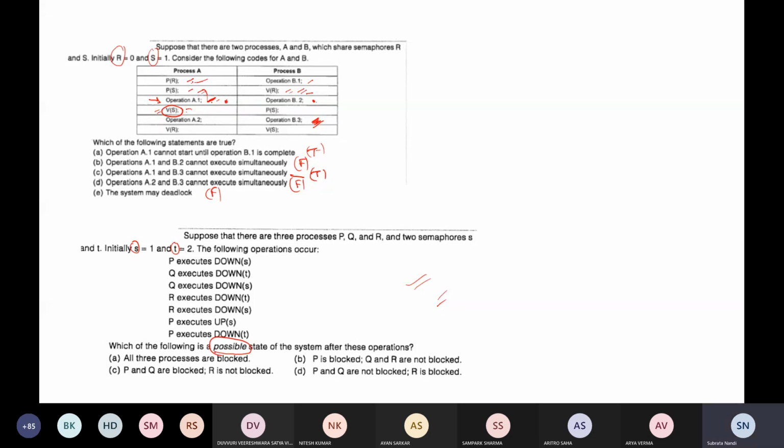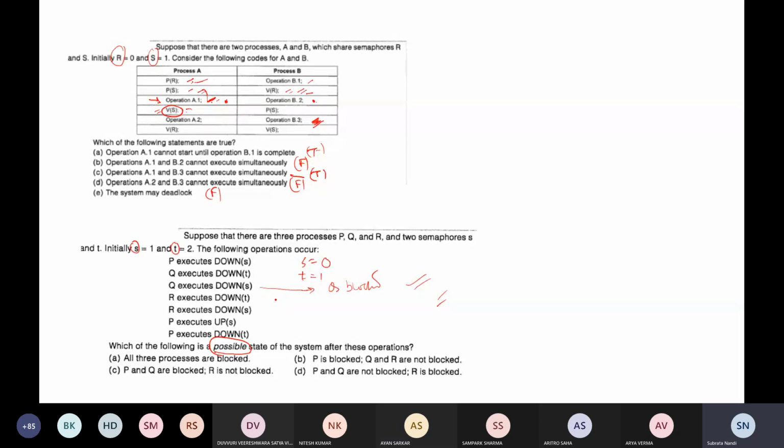See, P executes down S. Down S means the value of S will be 0, because down means the flag is up, so it will put the flag down to make it 0, and it will not be blocked, so there is no blocking. Now Q executes down T. Down T means the value of T will be 1, and this also will not block Q, right? Then Q executes down S. What is going to happen here? S is already 0. So Q will be blocked.